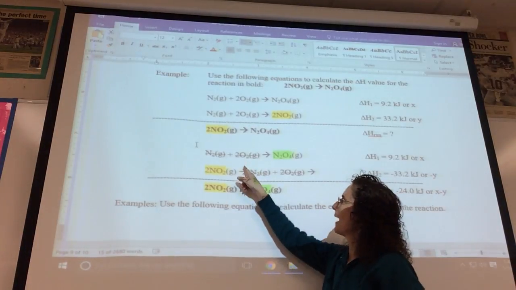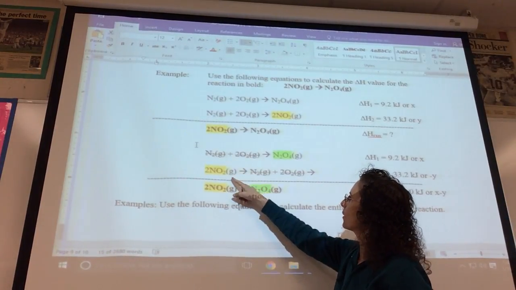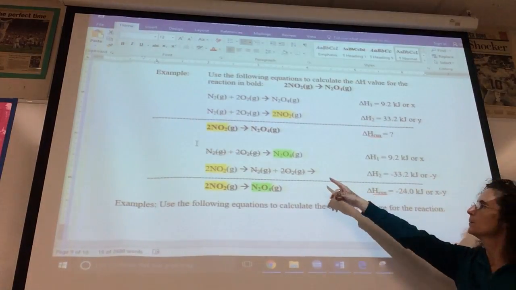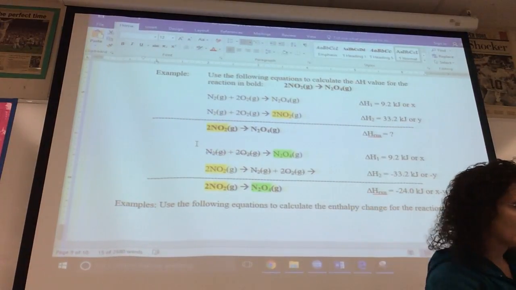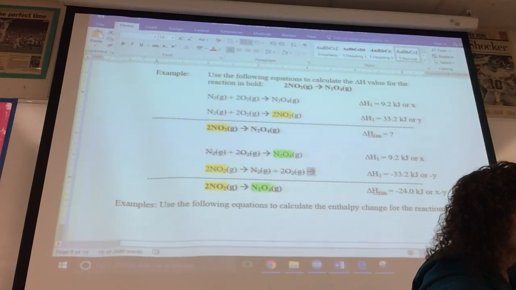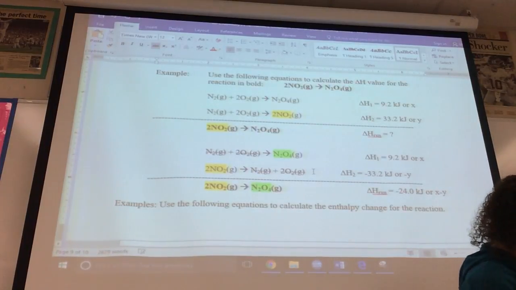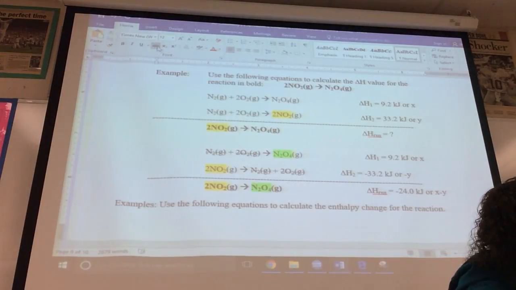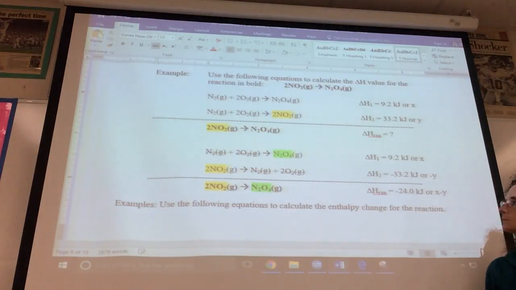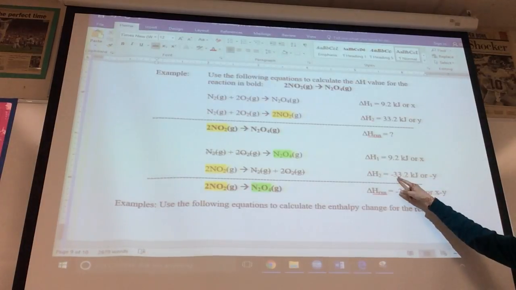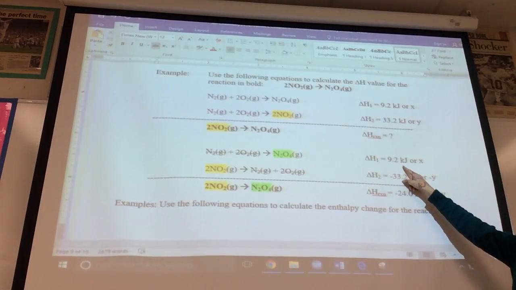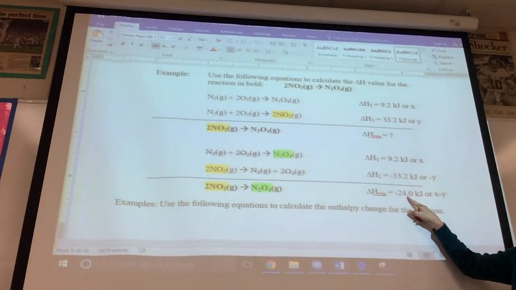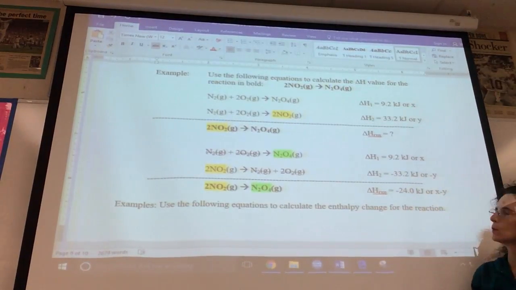So now if I add these two equations together, that drops down, that drops down. When I flip this equation, I'm not sure why that arrow's there. I think it's just a typo. Oops, sorry. That's when I change the sign. And now I take the sum of the delta H's and I get negative 24.0 kilojoules.